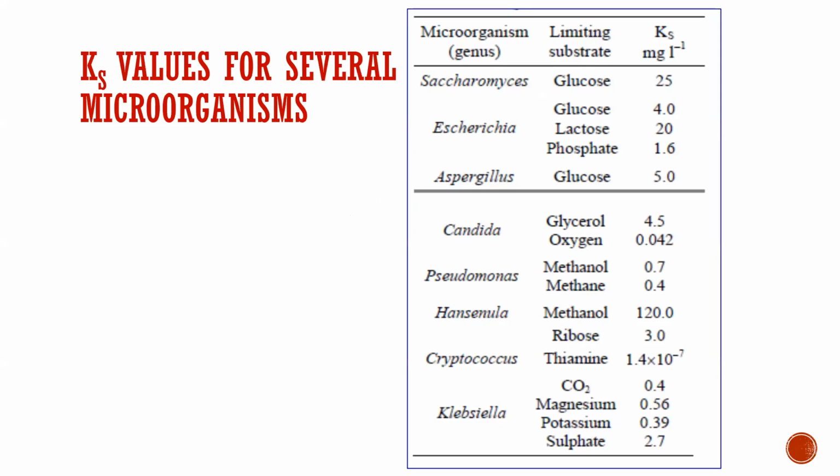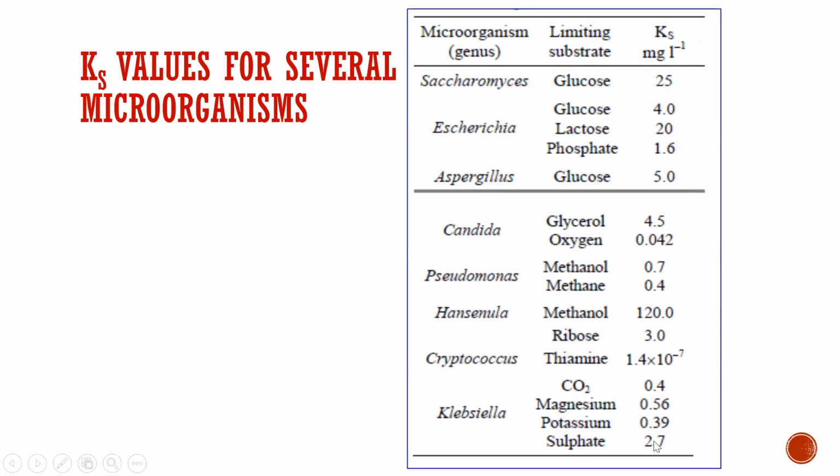For example, this is the Ks value. All right. This is the value of Ks for certain species and also the substrate. Take note that the unit of Ks is concentration, right? It is the concentration of substrate when you have half of the mu max, right? So these are the values usually found in the literature.